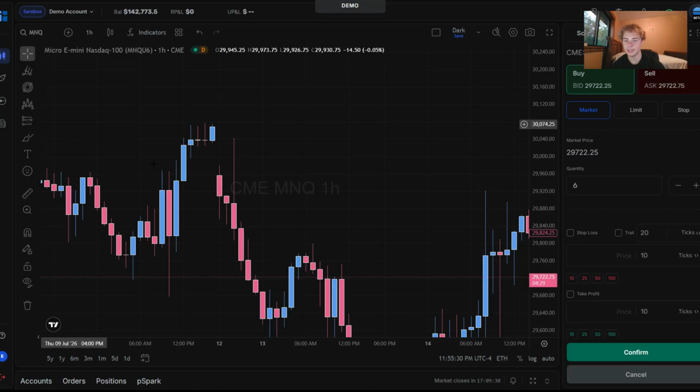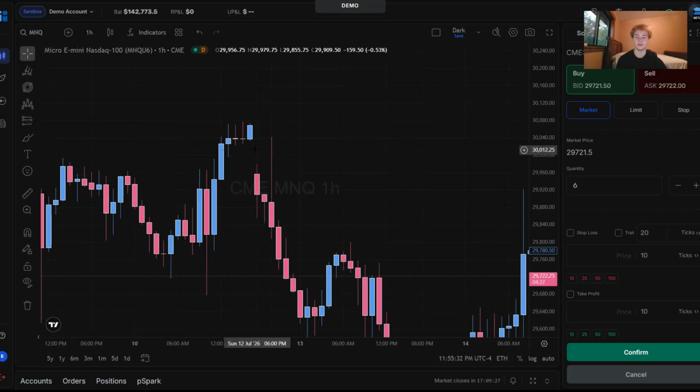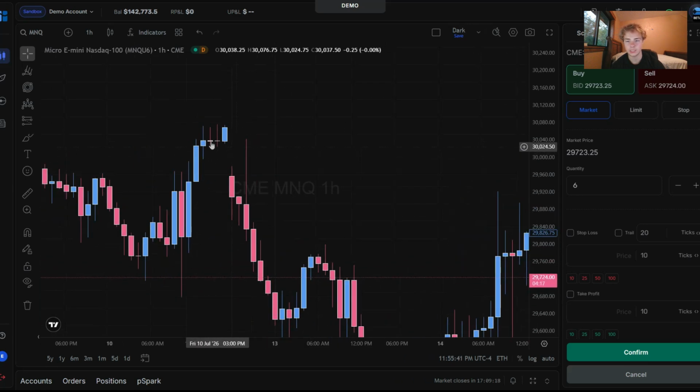This isn't a fair value gap, but it's still an imbalance, and they behave very similarly. Came up, didn't really shoot past it, and then respected it and continued bearish on this bearish gap here.